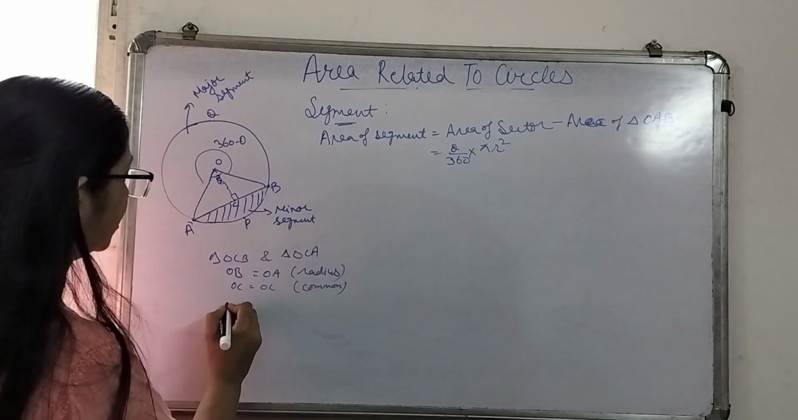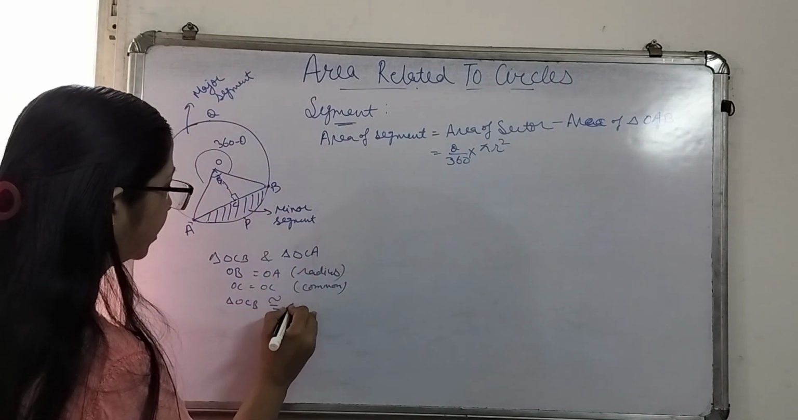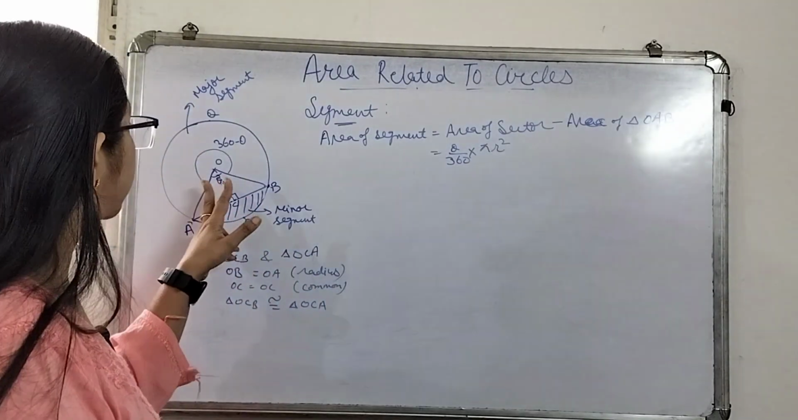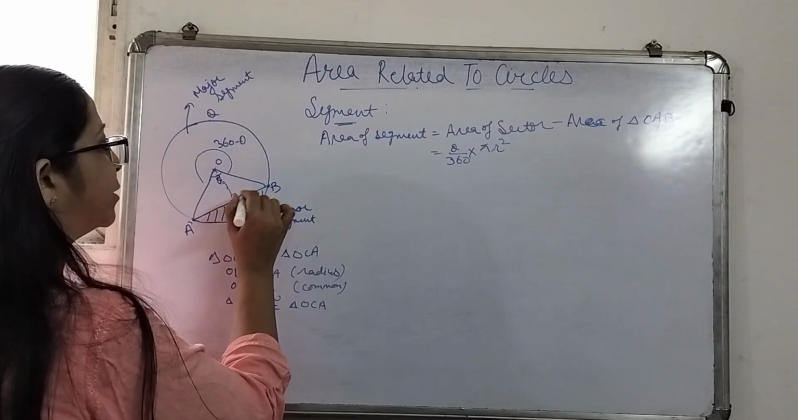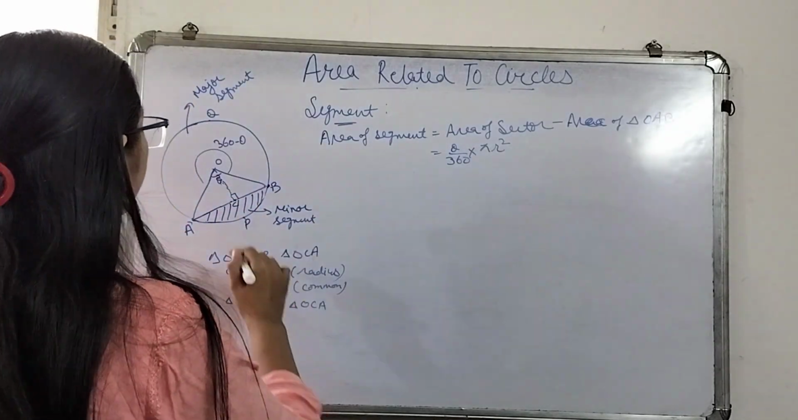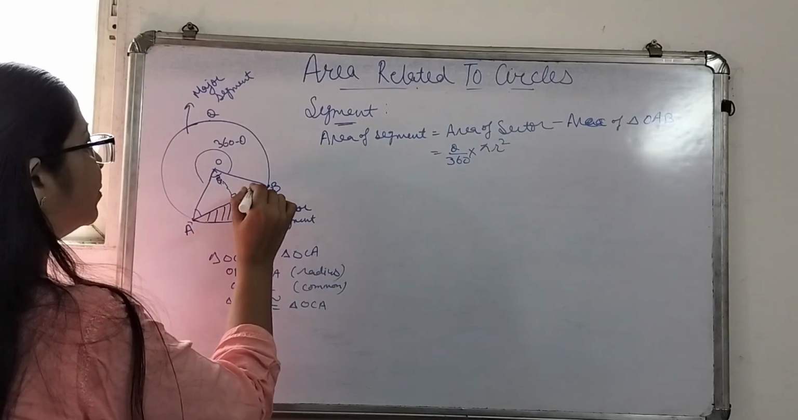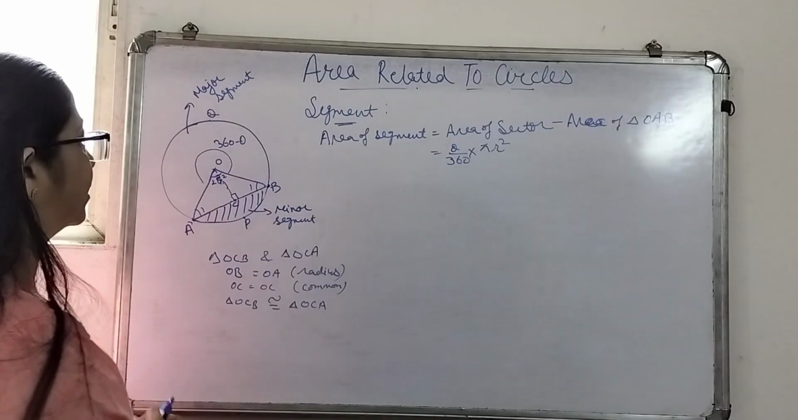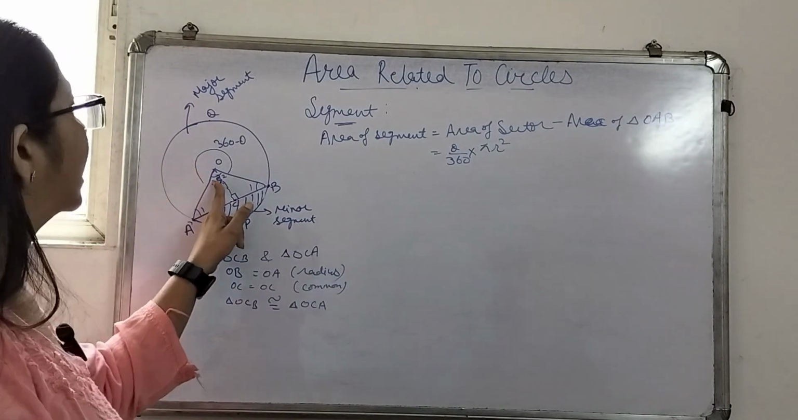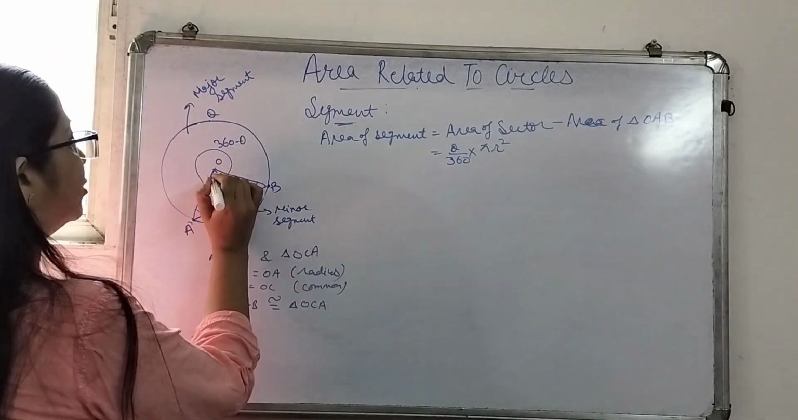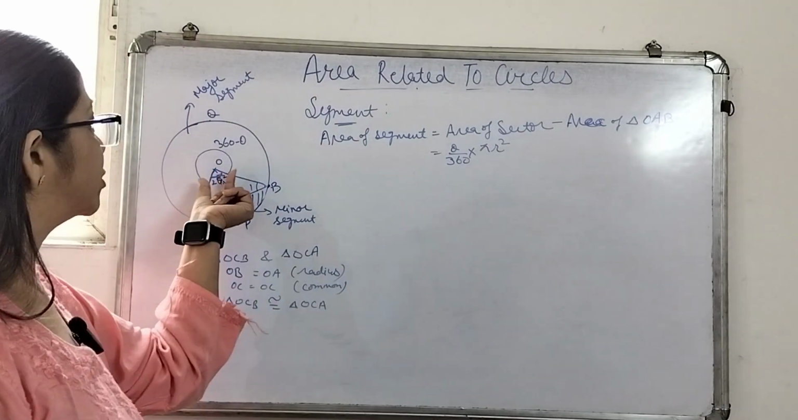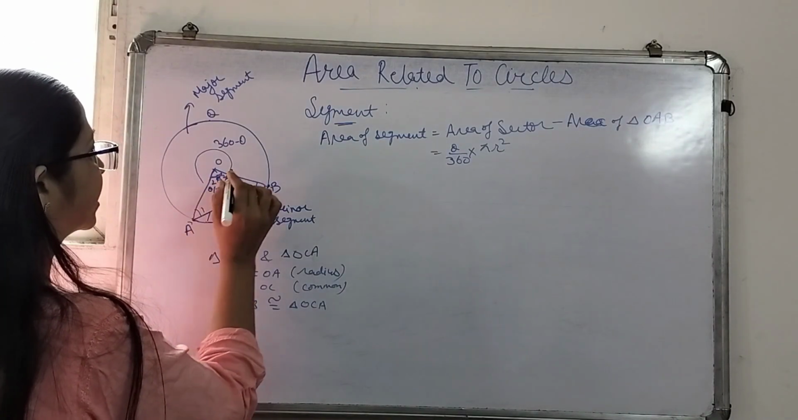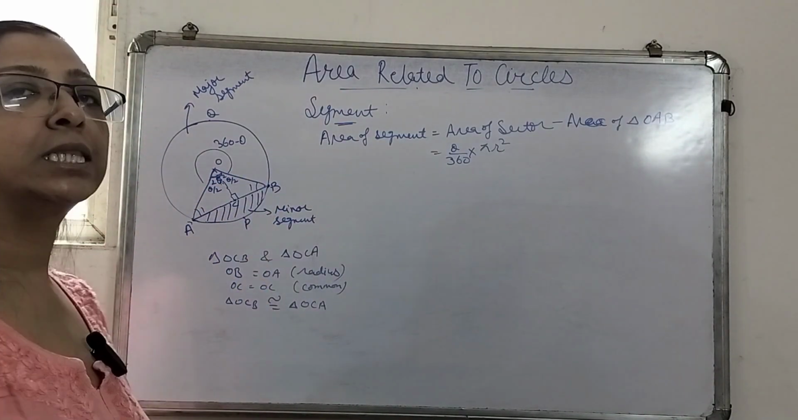If these two triangles are congruent, we have written that triangle OCB is congruent to triangle OCA, and by CPCT we can say that AC will be equivalent to CB. Although it is a property, we can also say that this angle will be equivalent to this angle and this angle will be equivalent to this angle. That means OC is the angle bisector. We have taken this whole angle as theta. If this whole angle is theta, then half of this angle will be theta by 2. That means this angle will be theta by 2 and this angle will also be theta by 2.